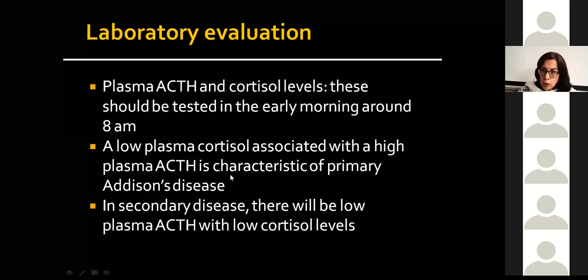Low plasma cortisol associated with a high plasma ACTH is characteristic of primary Addison's disease. Primary Addison disease means the adrenal gland is not producing cortisol, so there will be low cortisol. Because of the low cortisol, it will stimulate the pituitary and there will be high ACTH. So low cortisol with high ACTH is primary Addison's disease. In secondary disease, there will be low ACTH and low cortisol. Secondary pituitary is not working, ACTH is less, so cortisol is less, right?